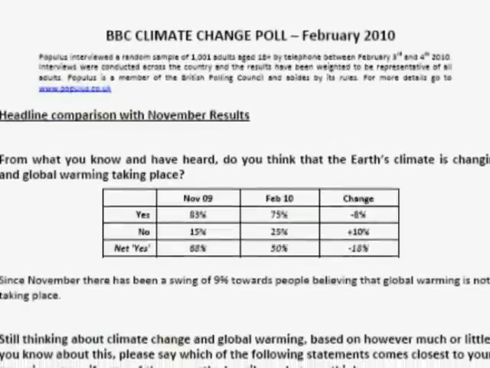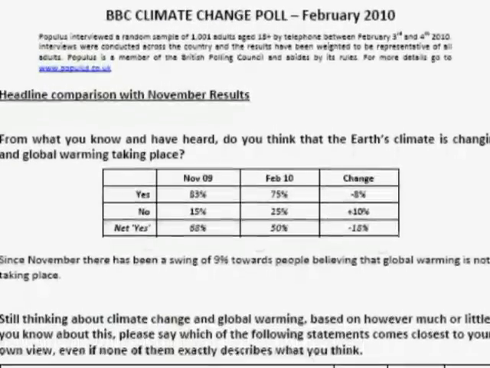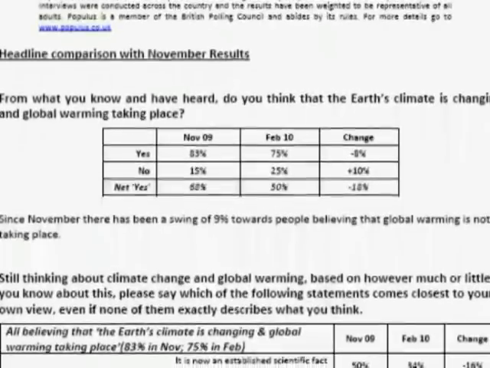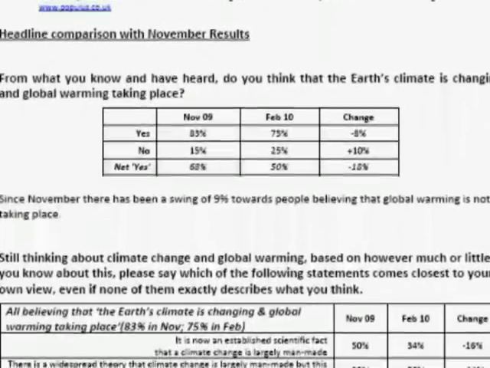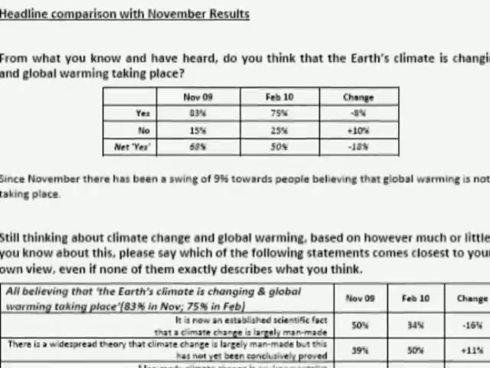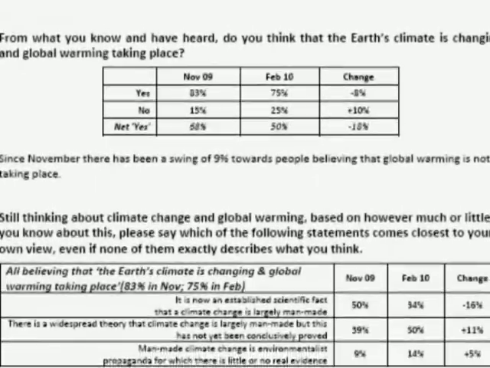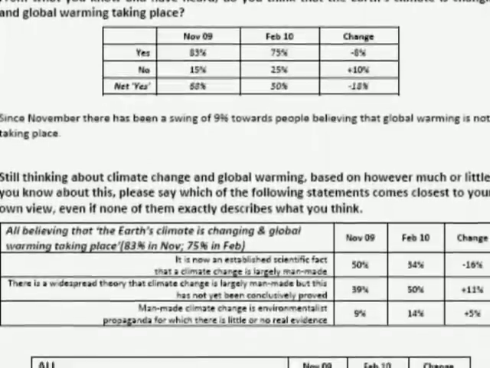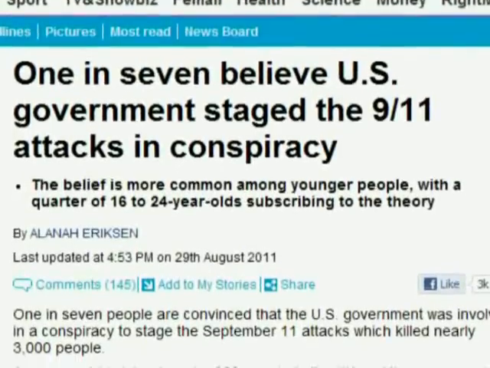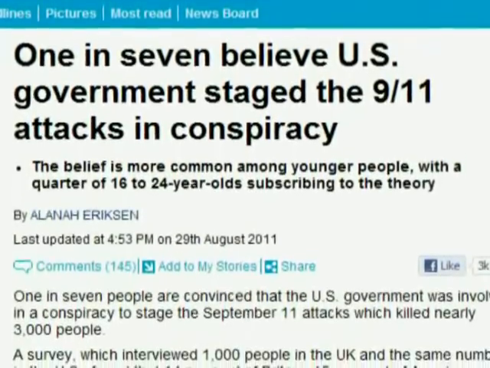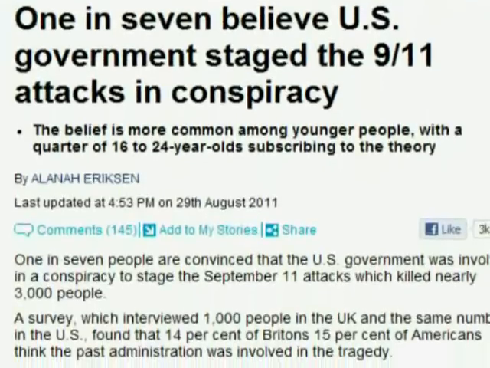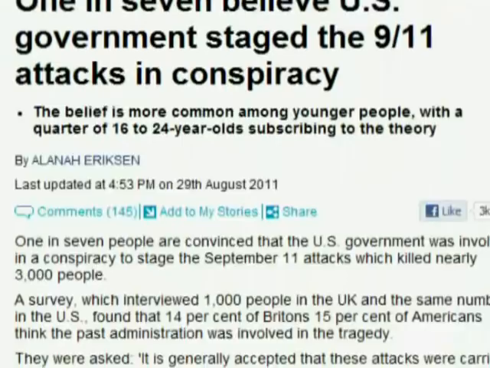In February 2010, a BBC survey reported that 10% of respondents believe climate change is happening, but that it is environmentalist propaganda that it is man-made. And 25% of respondents believe that climate change is not happening. And in 2011, another survey reported that 14% of British and 15% of Americans believe 9/11 was part of a wider conspiracy involving the US government.